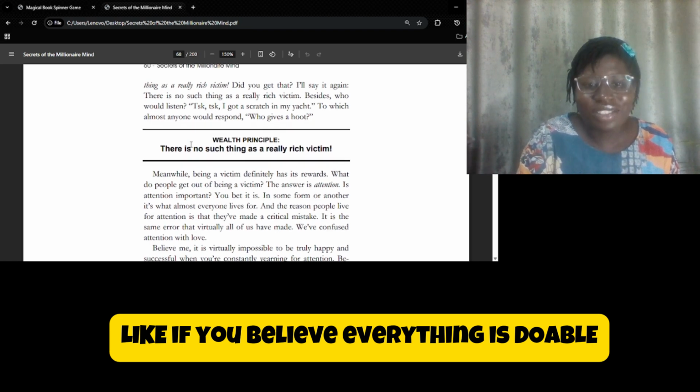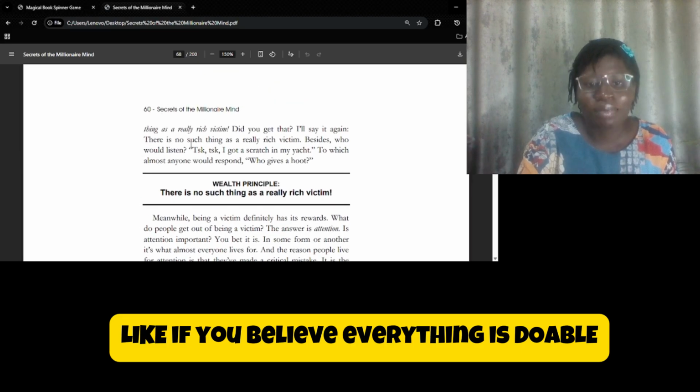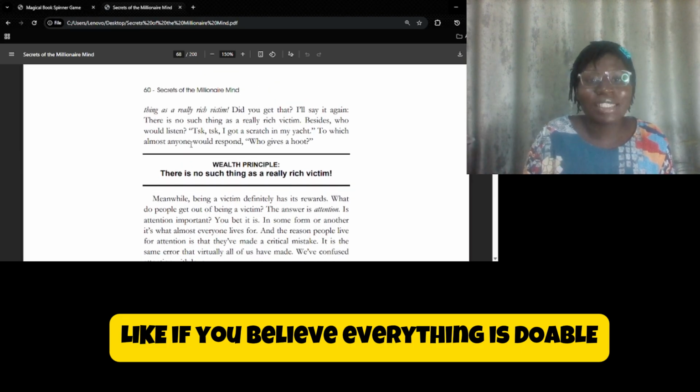I love this. There's no such thing as a really rich victim. By the way, playing this victim kind of mindset makes you a weak person. Playing a victim, instead of, for example, acknowledging that you made mistakes in the past. I can talk more in the African setting.